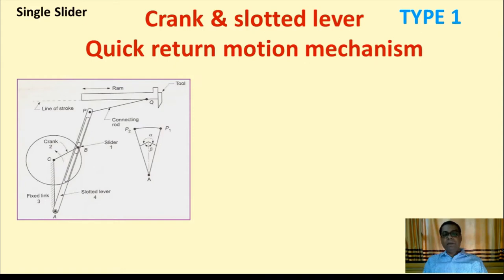So in the given figure, on the left hand side, you see that there is a crank and there is a slotted lever, that is AP, which is the slotted lever, and at point B there is a slider block, and CB is the crank.